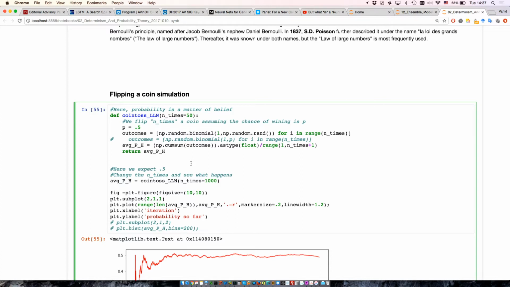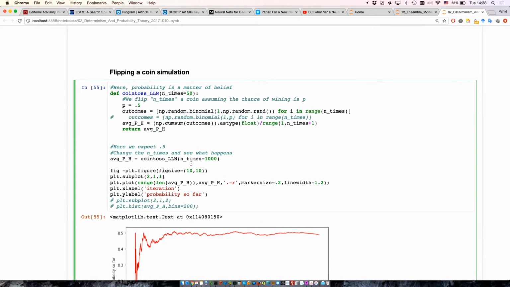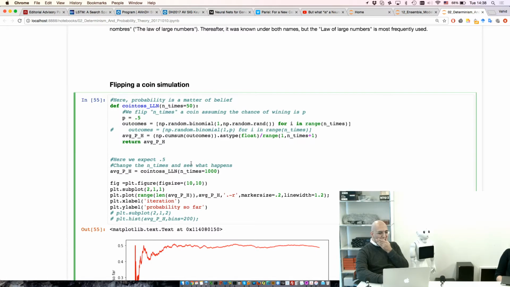For example, if I just flip it one time, and it comes up head, then I say the probability of head is 1, and the probability of tail is 0. If you do it 2 times, and you have two tails and 1 head, for example, then you say it is again 1 and 0. If you do 2 times head, 1 time tail, then you have like 33% to 66%. So this is the simulation of this law of large numbers.